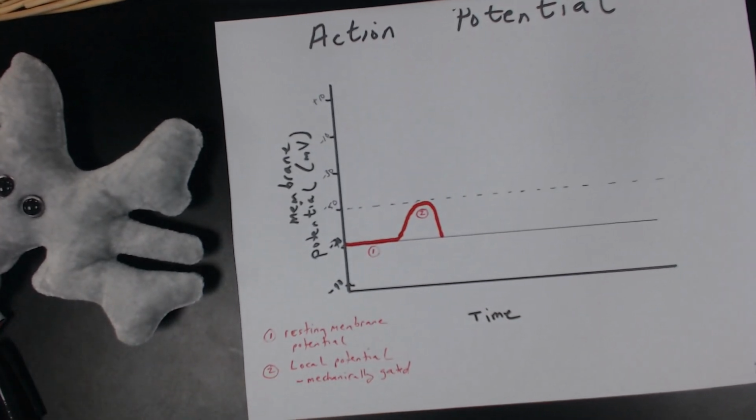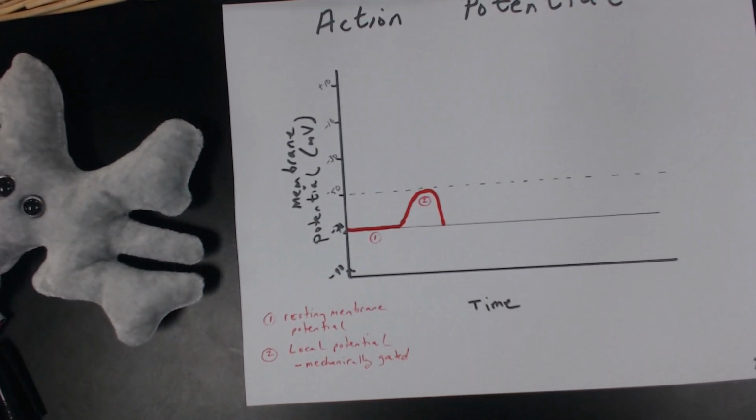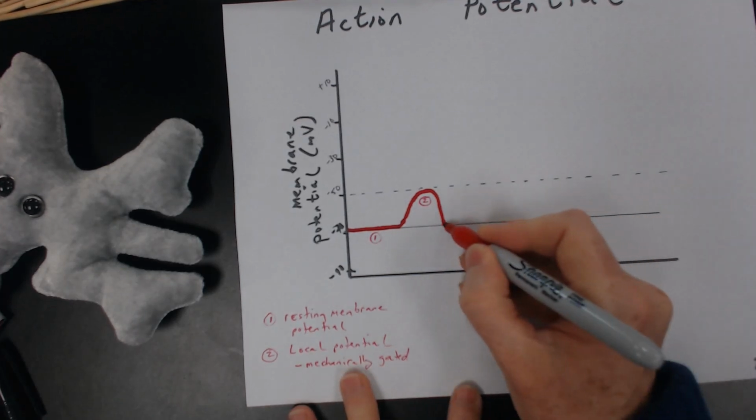Okay, there's a mechanism, whether it's going to be pain or touch or vibration or proprioception. It's going to be mechanically gated or graded potential. Okay, that's number 2.